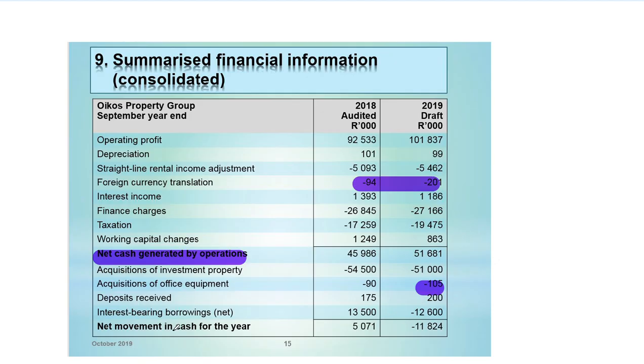And the movement in cash for the year. So if you see the movement here, it was positive, here it's negative, which is not good for the company. I've already said the company would like to have more cash, but here it seems like the cash is going down.